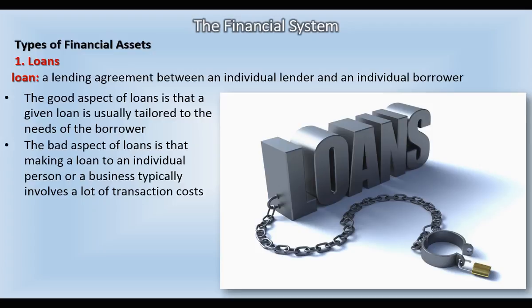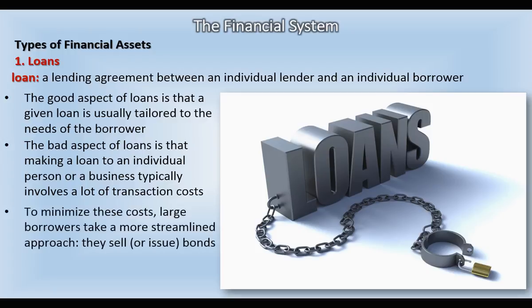You've got to find out if the person is creditworthy. You've got to maybe dig up a bunch of documents that establish their income, their previous credit history, maybe a history of their investments. So to minimize these costs, large borrowers take a more streamlined approach. They sell or issue what are called bonds. Loans are a liability to the borrower and an asset to the lender.